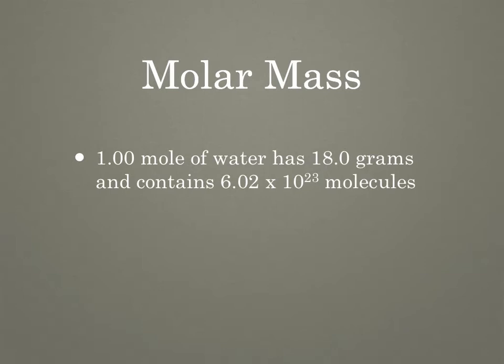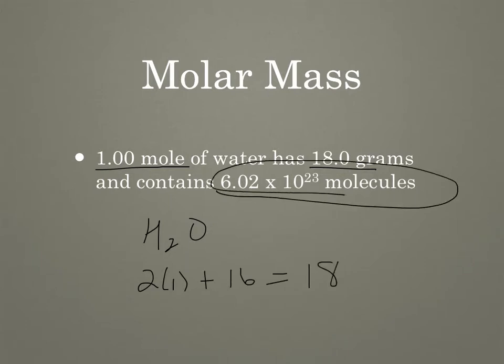All right, let's talk about molar mass, and this is kind of the same thing that we did yesterday. It's just finding formula masses or atomic masses. We're just talking about the mass of a mole of a substance, whatever we've got. So if we have 1 mole of water, it's 18 grams. Remember, water is H2O. 2 times 1 plus 16 equals 18. And it has 6.02 times 10 to the 23rd molecules in it.